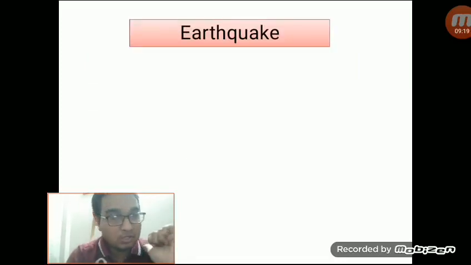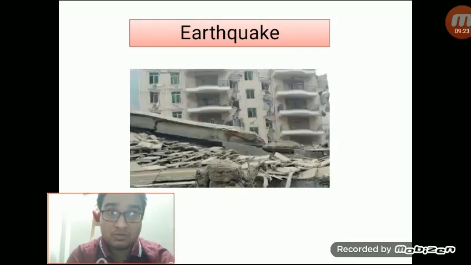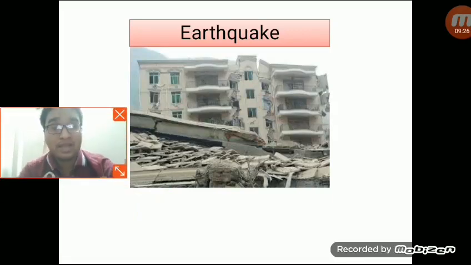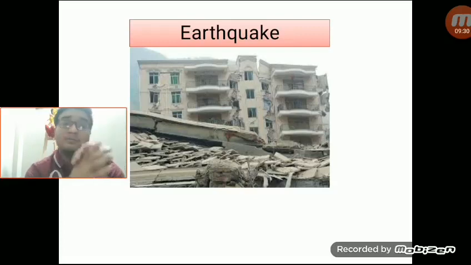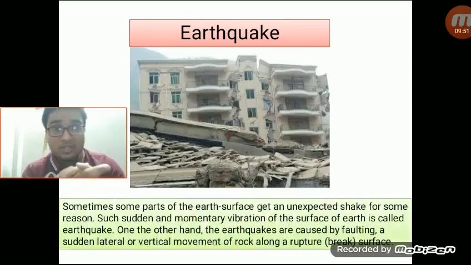Then I'm going to discuss earthquakes. At first I'm going to show pictures of an earthquake. So these are the pictures of an earthquake. So at first, what is called an earthquake? Sometimes the earth's surface vibrates due to some natural or man-made causes, and this is called an earthquake. Now I'm going to show you the definition of earthquake.